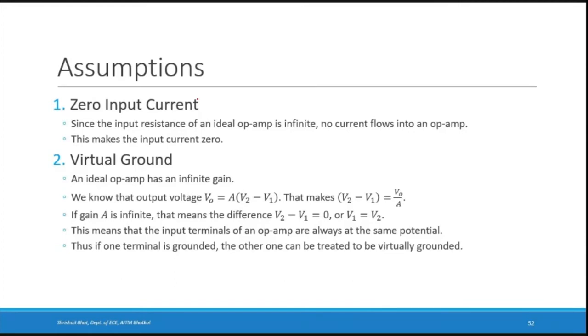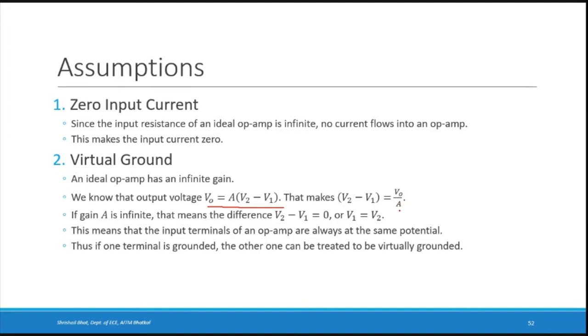We know that an ideal op-amp has infinite gain. What is gain? Gain is A, right? Infinite gain, that gain is A. A is infinite. If A is infinite, what is the equation for the output voltage? Output voltage, we know V0 is A times (V2 minus V1). So V2 minus V1 is V0 divided by A, right?